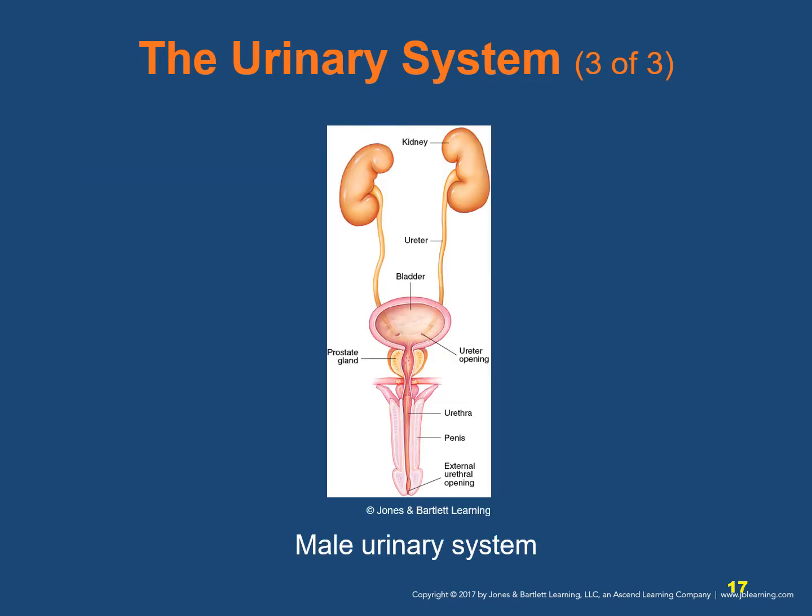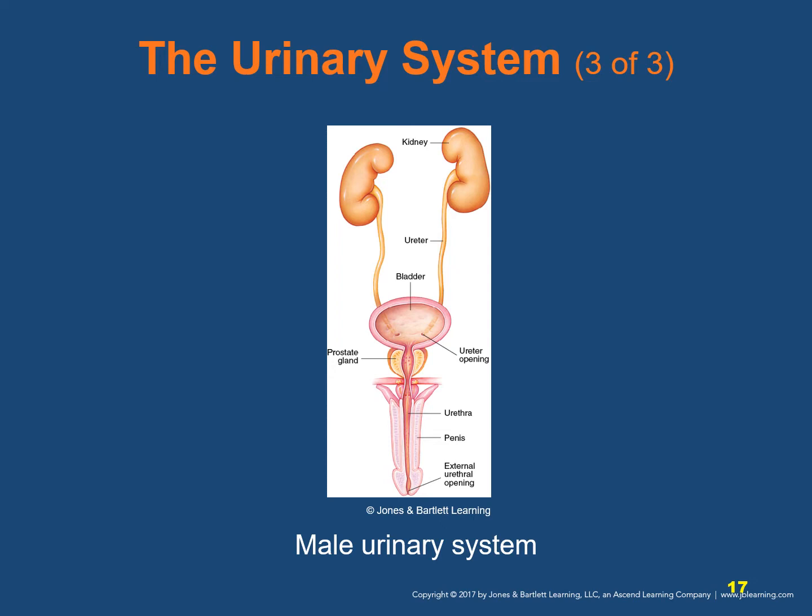This slide illustrates the male urinary system. You can see the kidneys, one on each side, one ureter from each kidney into the bladder. In males, the prostate gland lies just below the bladder. And then, if you follow it on down, the urethra comes from the bladder, and urine travels through the urethra and is voided outside of the body.